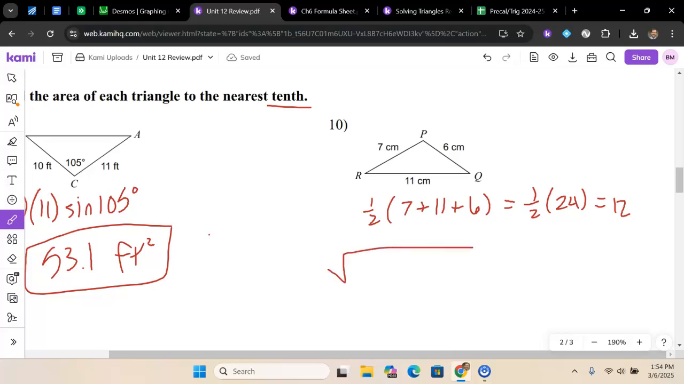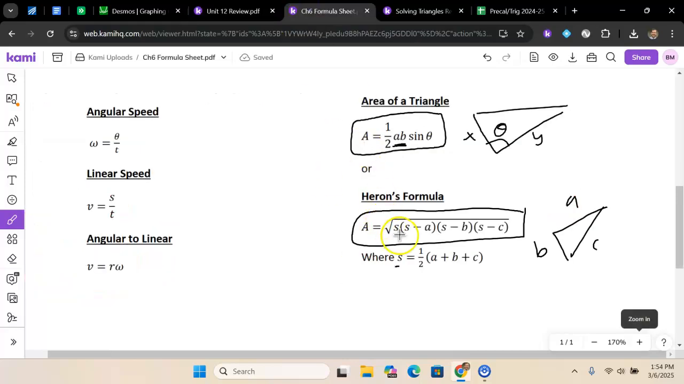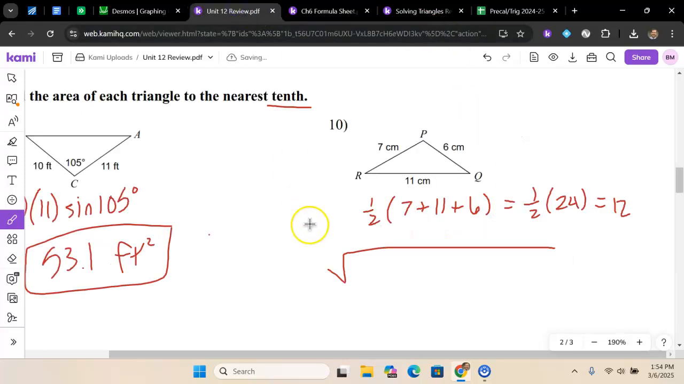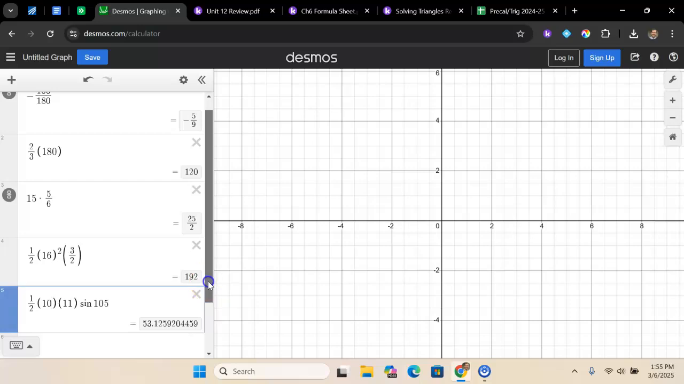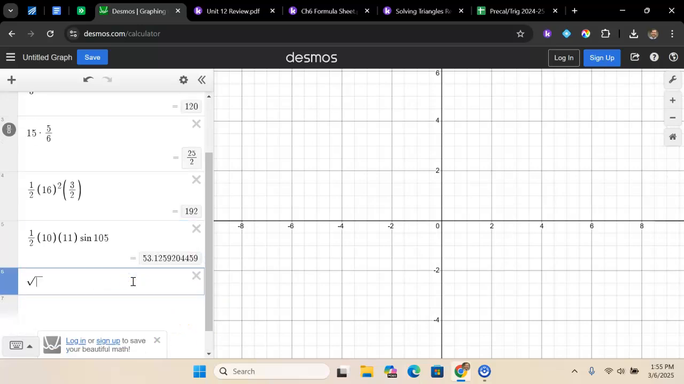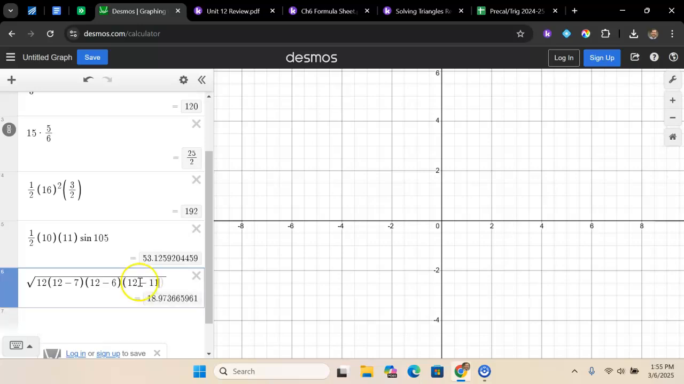And then the formula is, if you look at this, it's S, and then we're going to multiply by S minus each side length. So I would do 12, and then 12 minus 7, 12 minus 6, and 12 minus 11. The order does not matter, but I would just plug all that into the calculator, and it will calculate that for you. So do the square root of 12 times 12 minus 7 times 12 minus 6 times 12 minus 11.